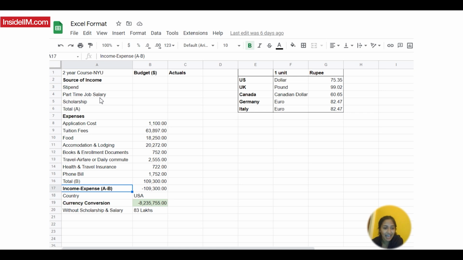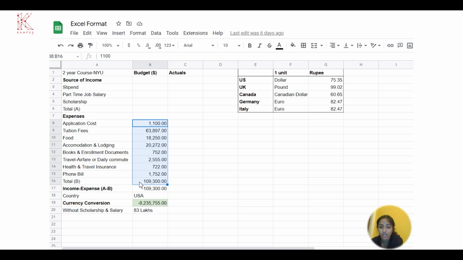So what I've done is I have taken all these numbers from my specific school and just put them here on the Excel. You can do the same with your own college or university, and then the formula is very simple. It's complete, like everything is there: income minus expense. Since our income is zero right now, obviously our income minus expense is coming out to be negative.